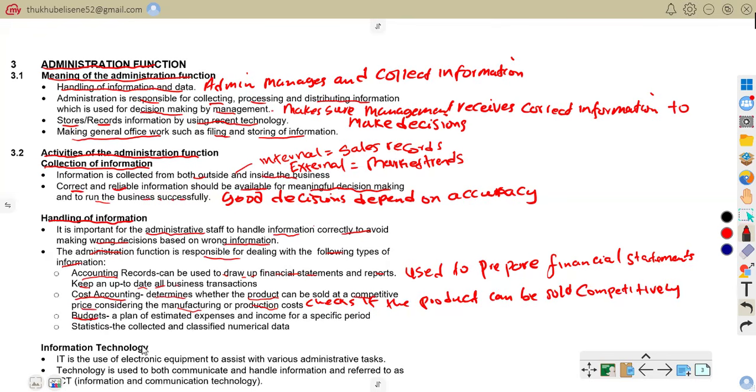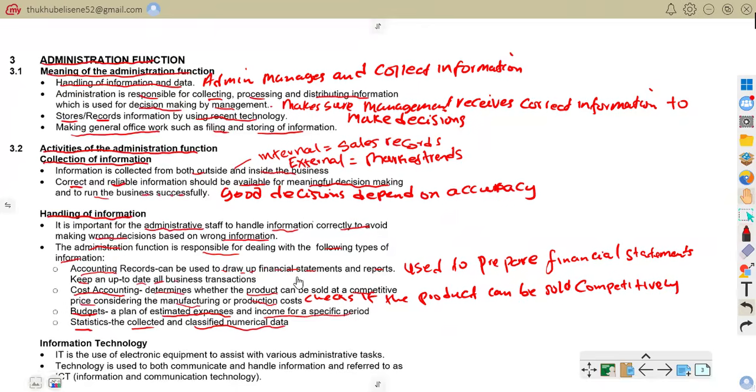Now we come to budgets. That is a plan of estimated expenses and income for a specific period. So a plan of expected income as well as expenses. For example, a monthly budget for stationery. Statistics, the collected and classified numerical data. So here we are talking about numerical data used for analysis. For example, a graph of sales per month. Hope we are still on one page, good people.